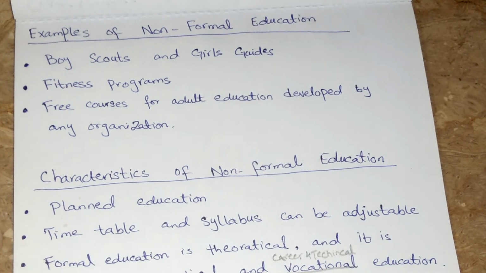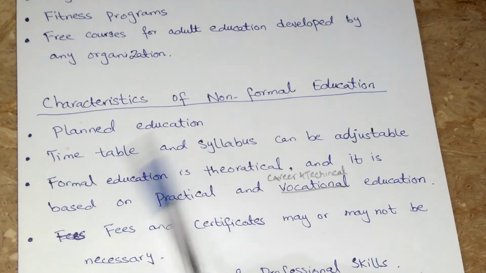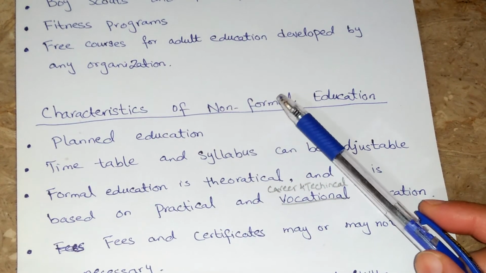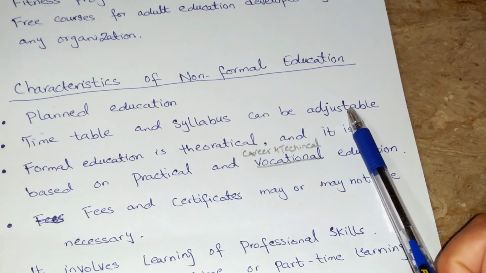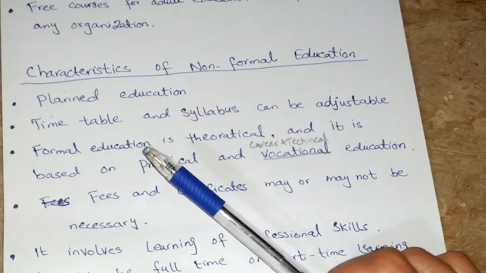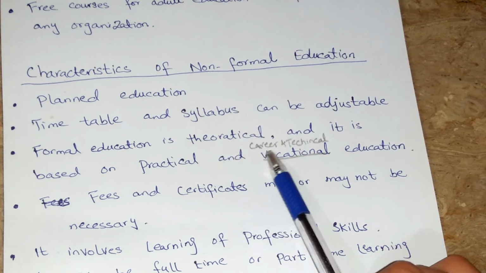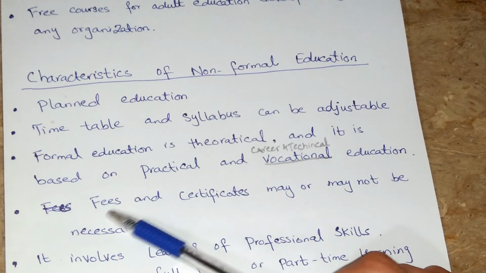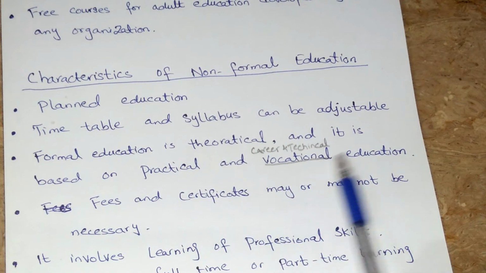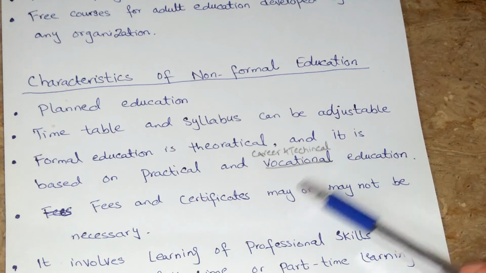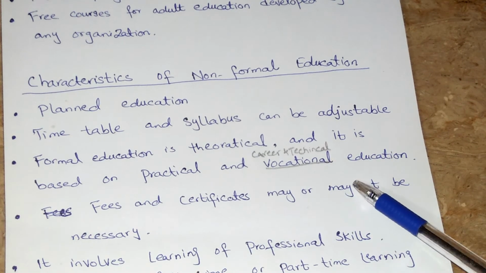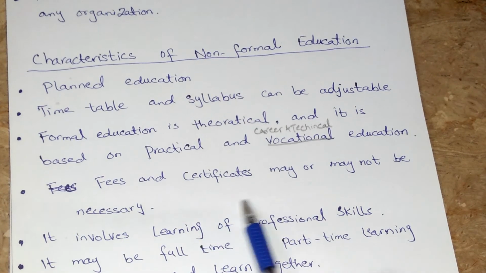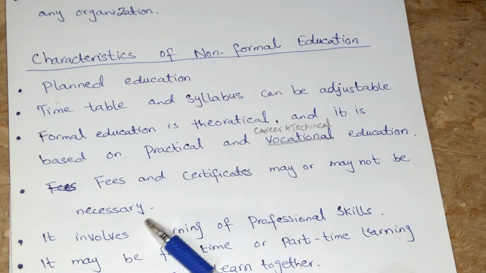Examples of non-formal education are Boy Scouts and Girl Guide programs, fitness programs, and free courses for adult education developed by any organization. Then let's go through the characteristics of non-formal education. It's planned education, and the timetable and syllabus can be adjustable. Formal education is theoretical, whereas non-formal education is based on practical and vocational education. Vocational education means career and technical education, as I have discussed earlier as well. Fees and certificates may or may not be necessary.